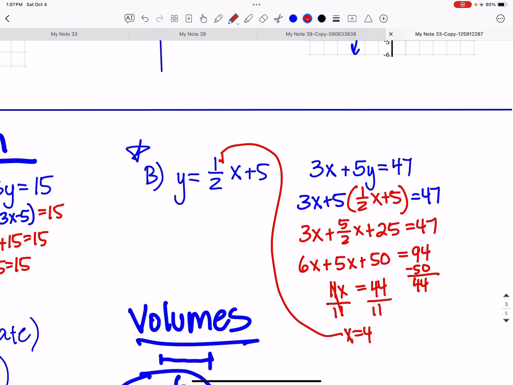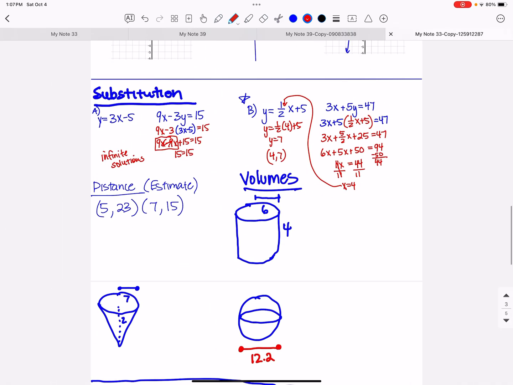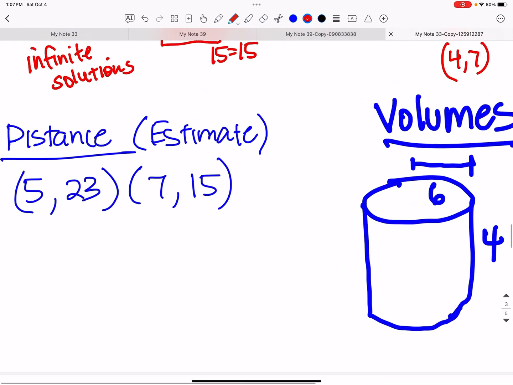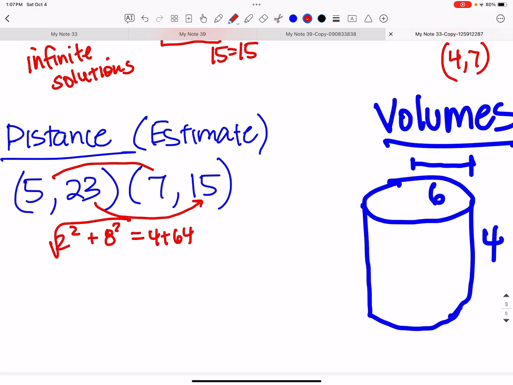We come back over to here. y equals 1/2 of 4 plus 5. 1/2 of 4 is 2, plus 5 is 7. The answer is 4, 7. Okay. The distance, how far is it from 5 to 7? It's 2. How far is it from 23 to 15? It is 8. 2 squared plus 8 squared equals 4 plus 64, which is the square root of 68, which is like 8.2, probably.